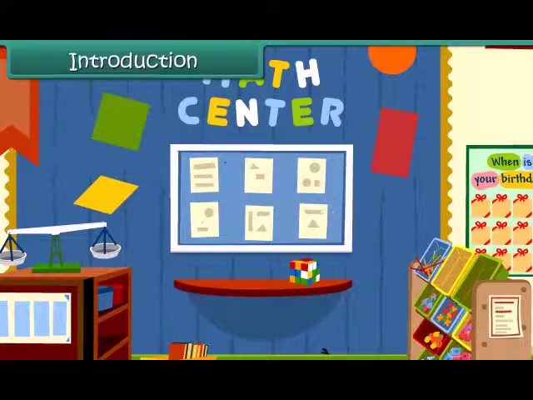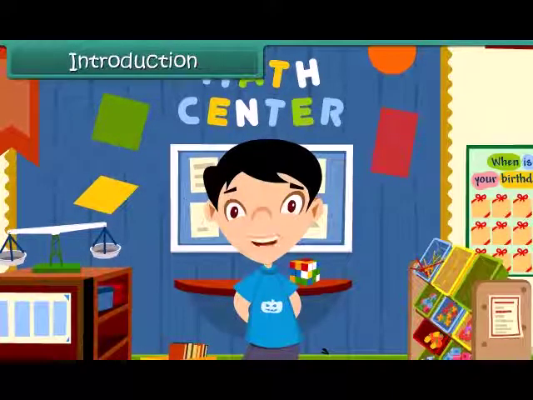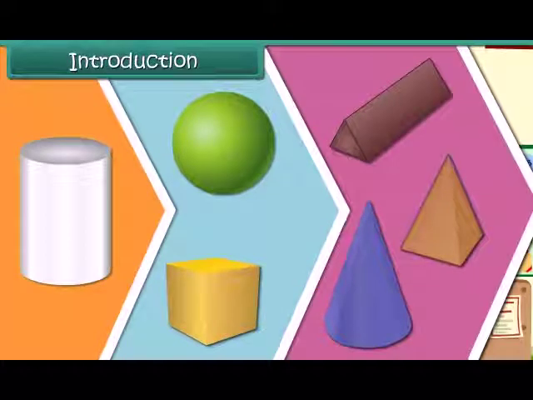Introduction. Hello friends, I am back and have brought some things for you to see. Look at these things. All these are solids. Today we will learn about solids and their shapes.